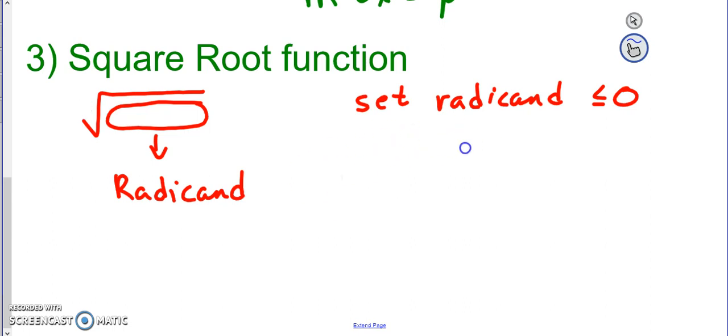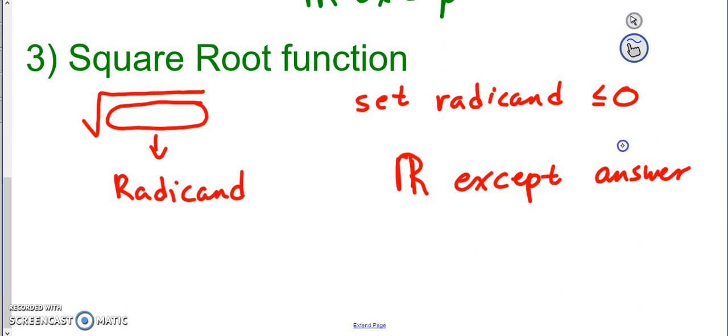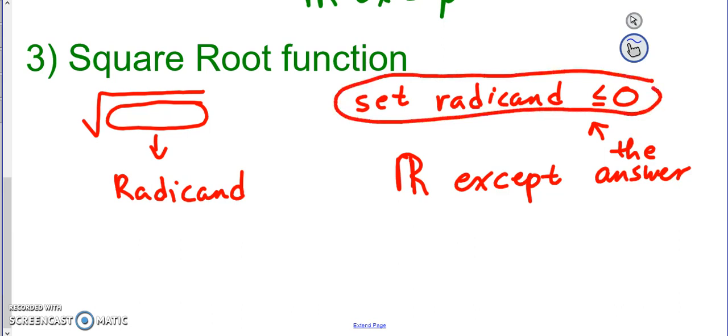Whenever we do this and solve it out, our answer is going to be all reals except the answer you get from this part right here. So it's going to be all reals except whatever answer you get right here. Okay, so that's your preliminary information. Now we're going to use that for our next example, example 2.